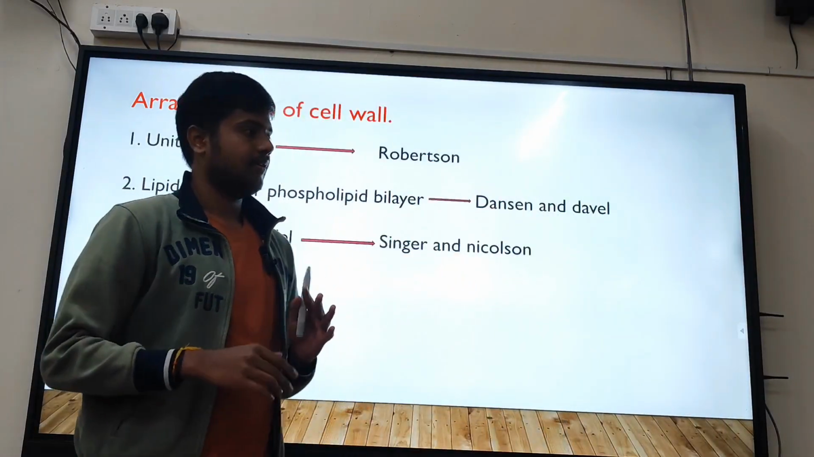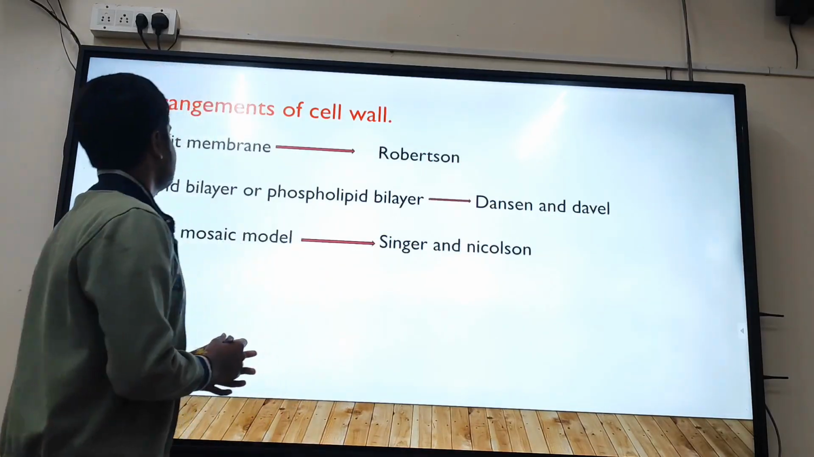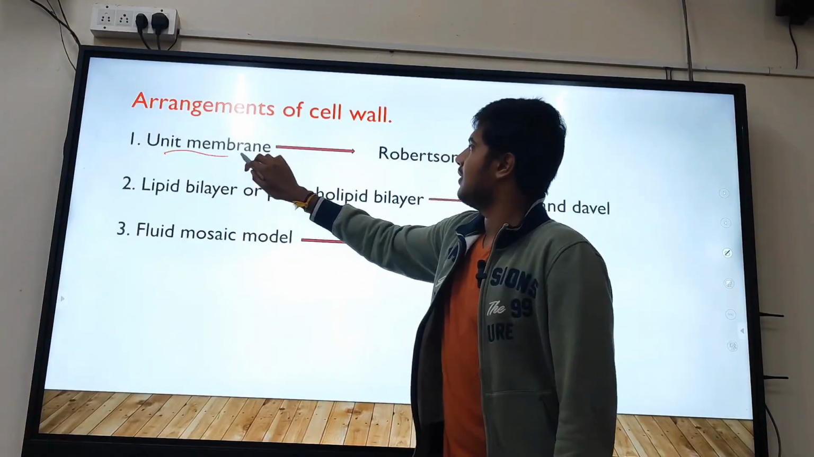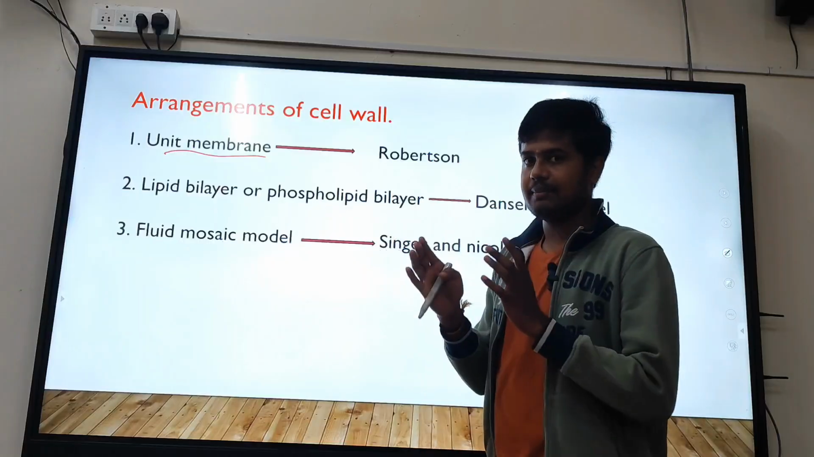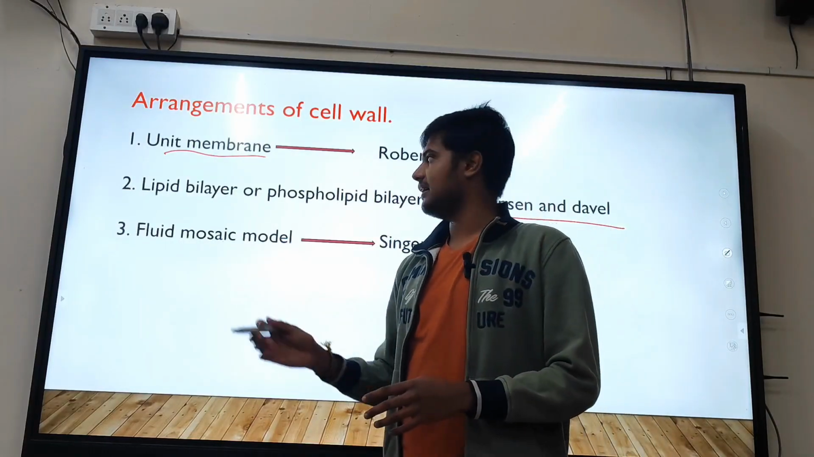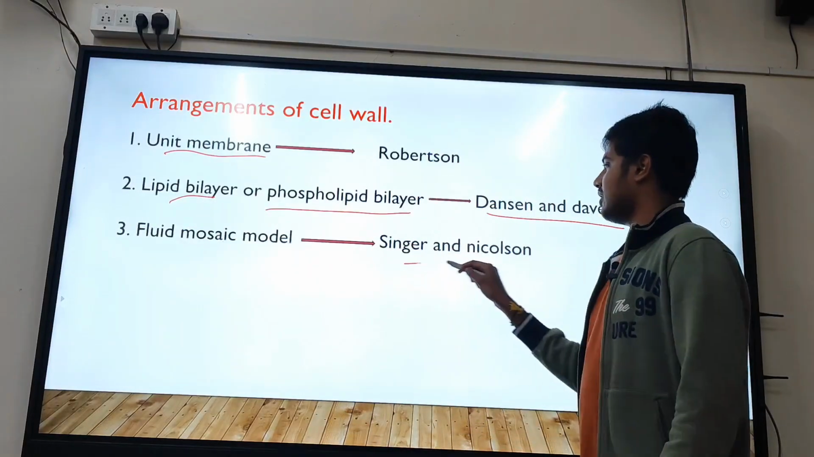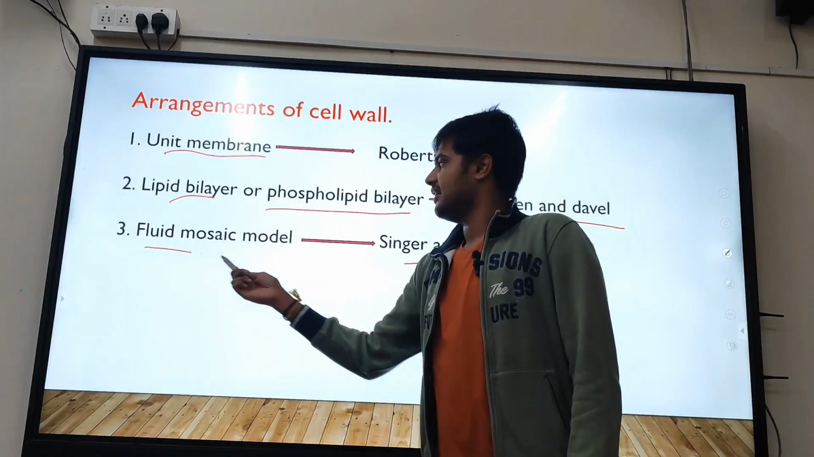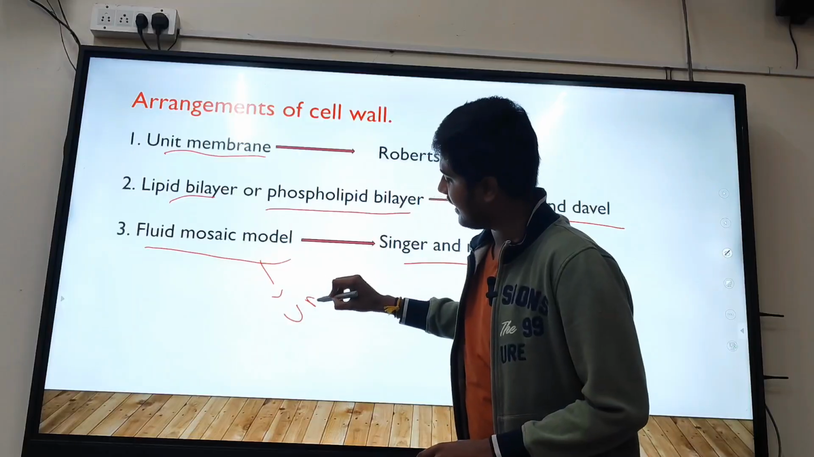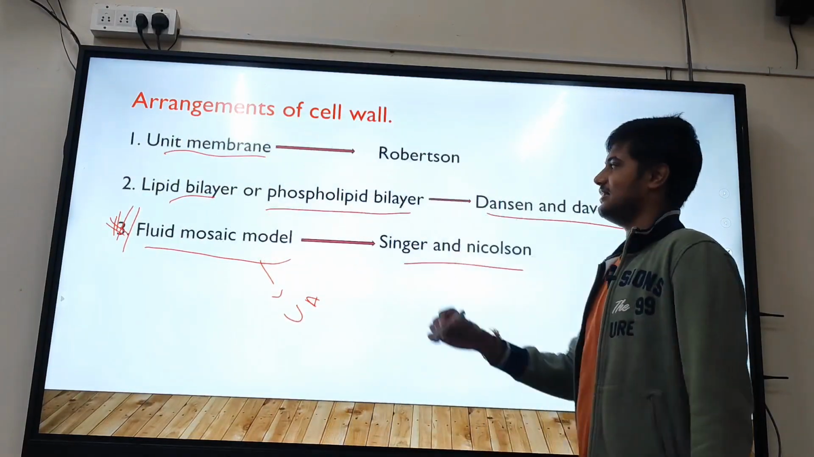Many scientists gave many points of view. For example, Robertson gave the unit membrane for the arrangement of the cell. This is a concept, their views. Danielli and Davson gave the lipid bilayer and phospholipid bilayer. And finally, Singer and Nicolson gave the fluid mosaic model. This is the universally accepted model. So this is important for our examinations.